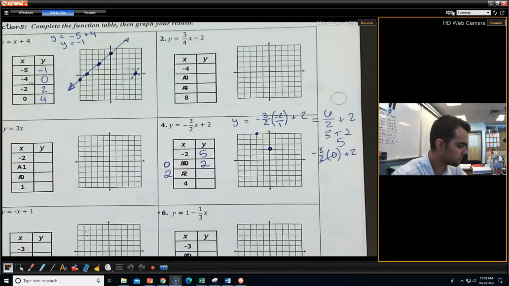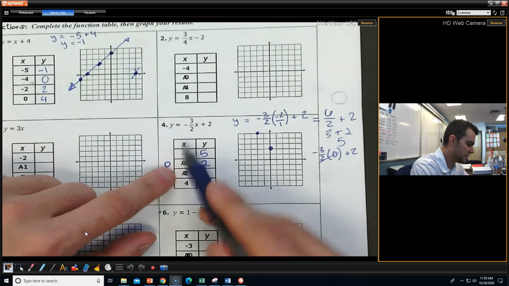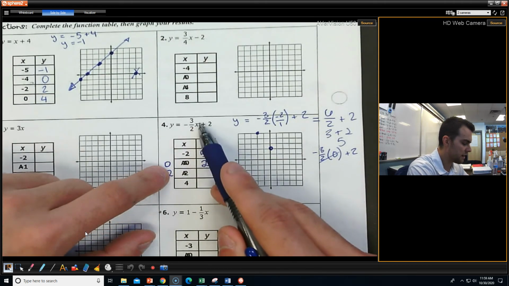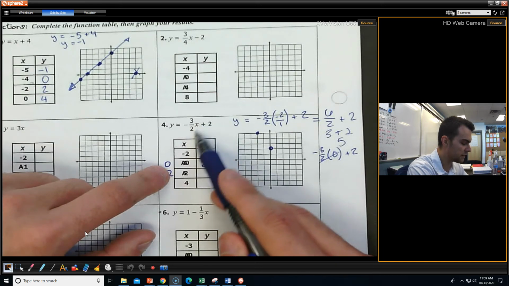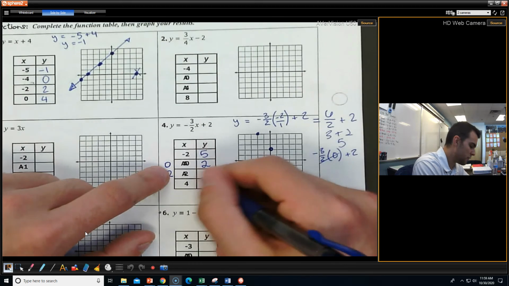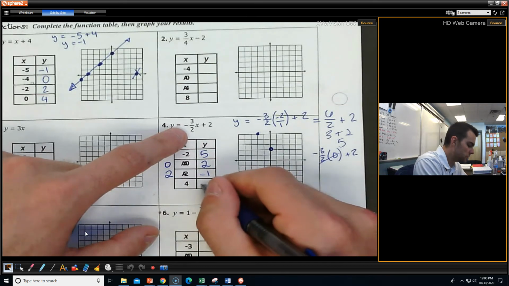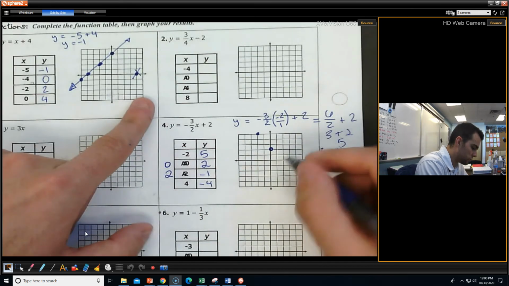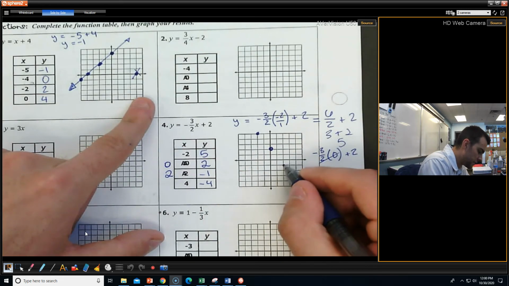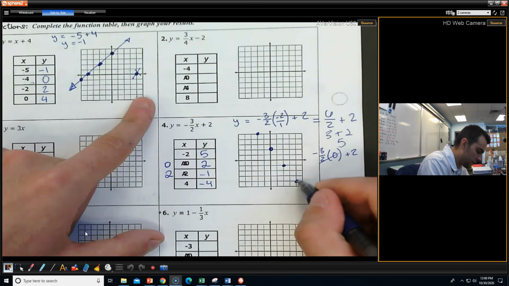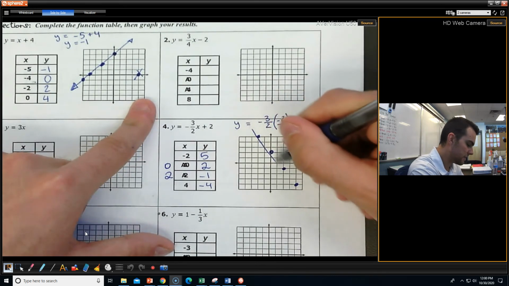Go. Alright, we're back. Let's check out what we did. If I plug 2 into this guy, I'll end up getting -6 over 2, which gives me -3. Plus 2 is -1. I plug the 4 into here. I should get -6 plus 2, which is -4. So 2, -1 is right here. 4, -4 is down here. And yes, we get a line out of that.